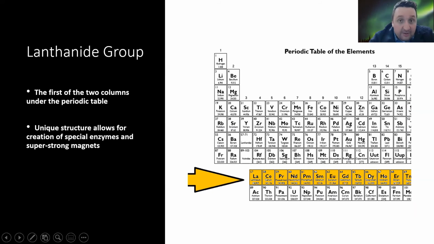Moving down to the bottom of the periodic table, and right here next to barium is where we'd slide it in, is the lanthanide group. The lanthanides are a special type of elements. They're most unique because you can create very special materials like super strong magnets with neodymium in particular. These materials are typically explored in college rather than high school level.